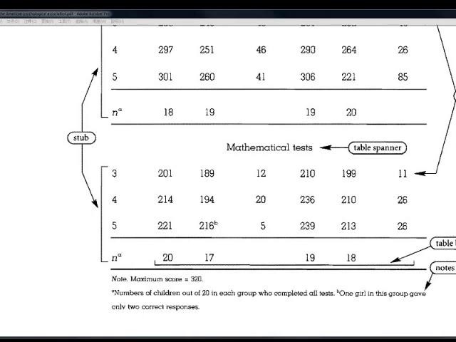So the subsample is, for mathematical, 20, 17, 19, and 18, right? And for the verbal test, the subsample is 18, 19, 19, 20, right? Now, tell me why, are you confused yet? Is everybody confused? Everybody okay? Does it matter?